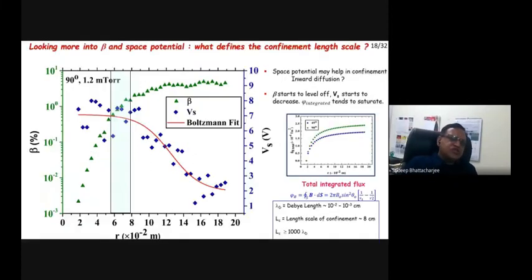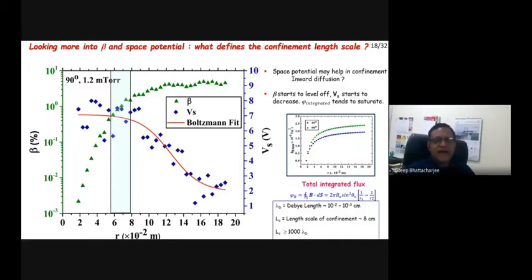So we looked more into beta and space potential to understand what defines the confinement length scale. Now, have you ever thought about the magnetosphere around our Earth, what is the plasma confinement length scale of the magnetosphere? Have you ever wondered? Is it 1,000 kilometer? Is it 10,000 kilometer? How far is the plasma confined? And what is the reason for the confinement, or what decides the confinement length scale?